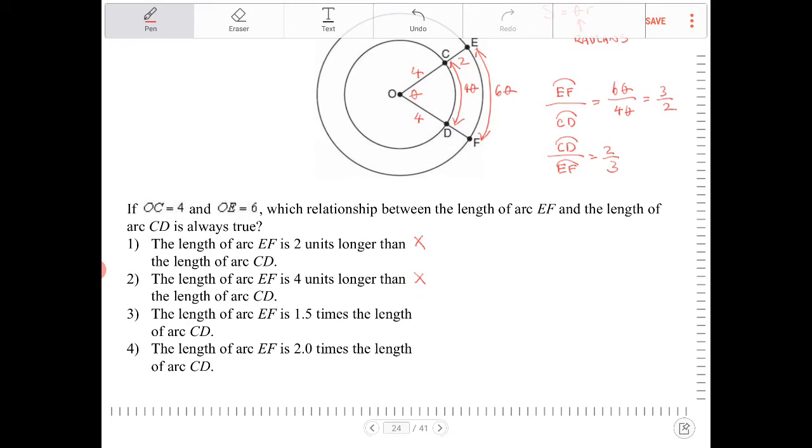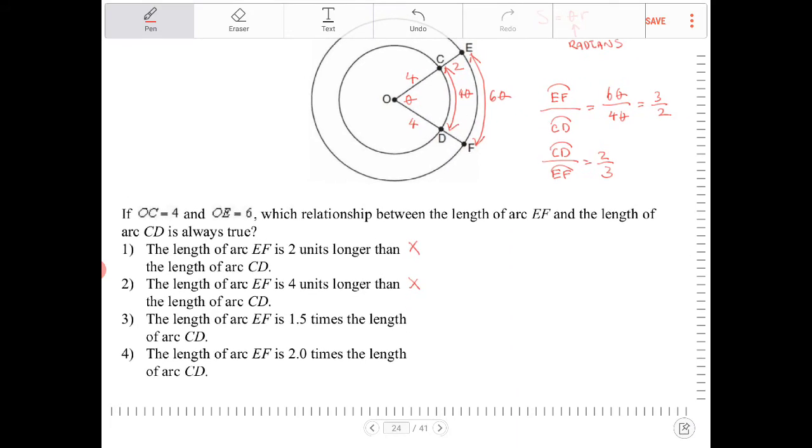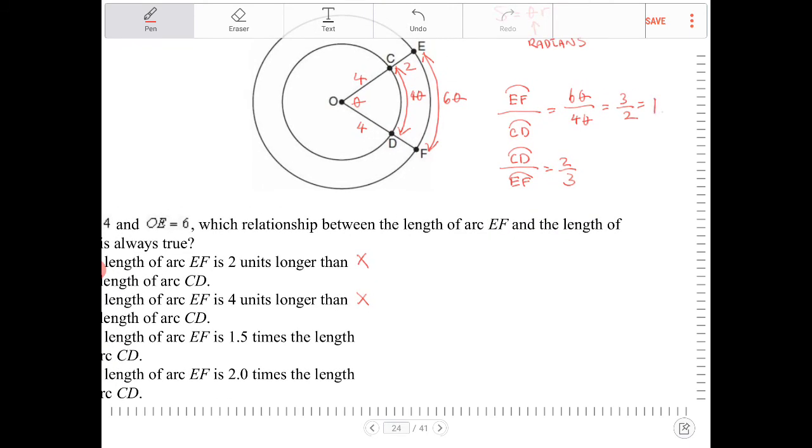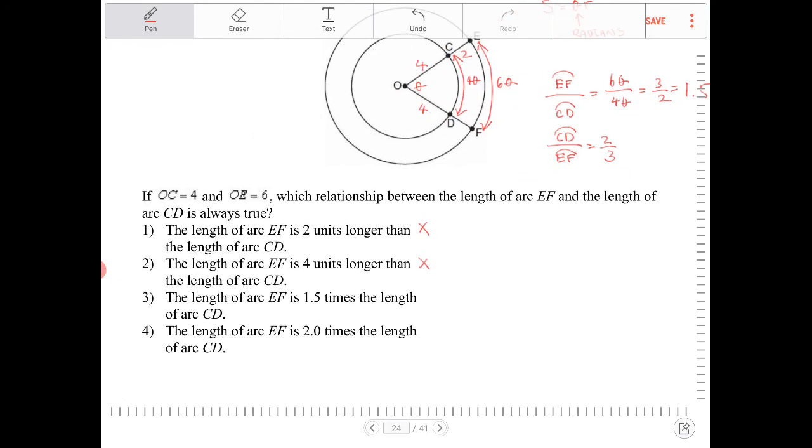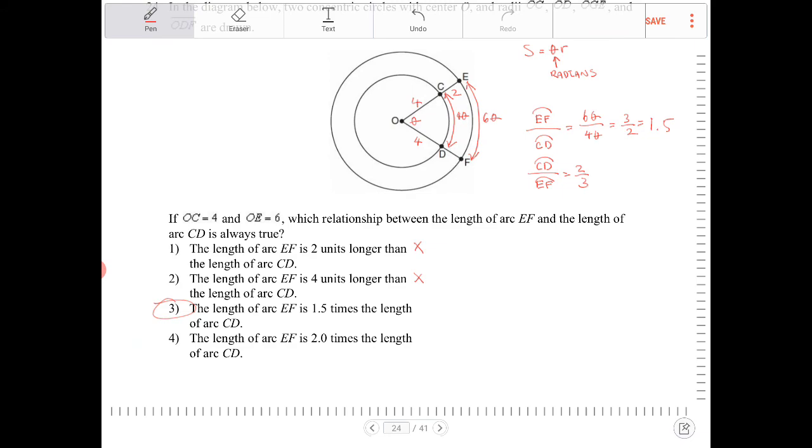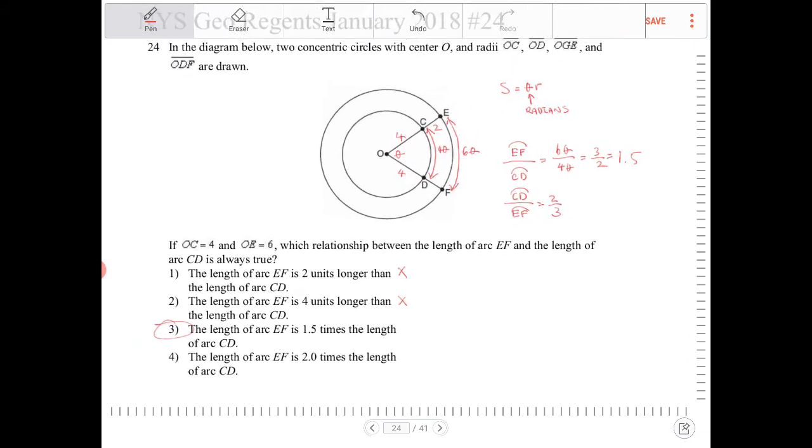The length of arc EF is 1.5 times the length of arc CD. That is true, because EF to CD is 3/2, and this in decimal form is 1.5. So that is true. Option 3 is true. The length of arc EF is 2 times the length of arc CD. That is not true, as we've demonstrated with those proportions that we set there. So the only answer that works is option 3.